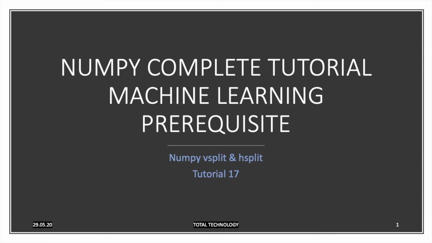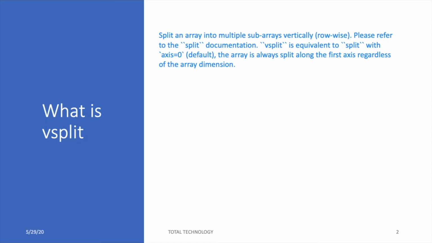This is tutorial 17 and today I will talk about vsplit and hsplit. By the name it is clear that vsplit means vertical split and hsplit means horizontal split. Both are split operations, one along the vertical axis and one along the horizontal axis. Vertical means column wise, horizontal means row wise. So let me go to the next slide.